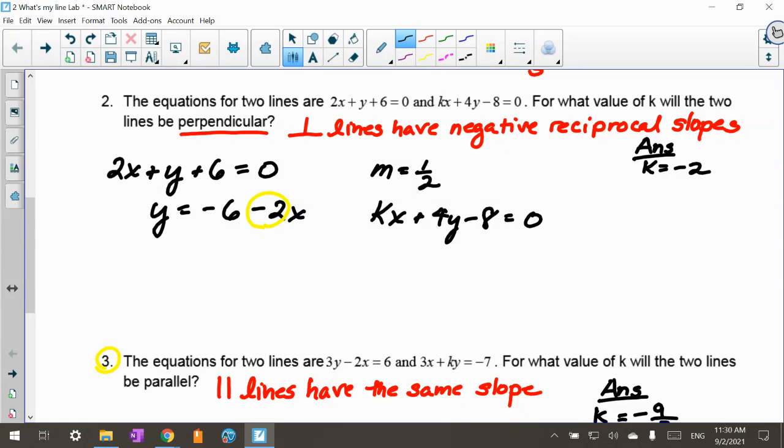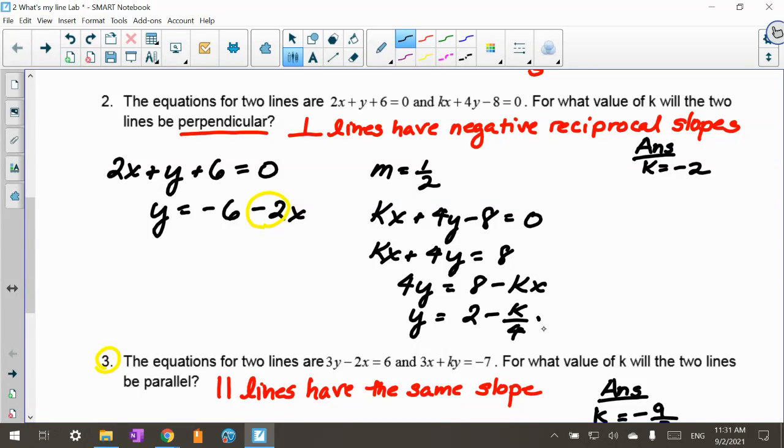So when I solve for y, I'm going to add 8 to both sides. So I have kx plus 4y equals 8. I'm going to subtract kx on both sides. So I end up with 4y equals 8 minus kx. Then I'm going to divide by 4. Every single term has to be divided by 4. So I have y equals 2 minus k over 4 x. So here is my slope, and the sign goes with it, of this line.